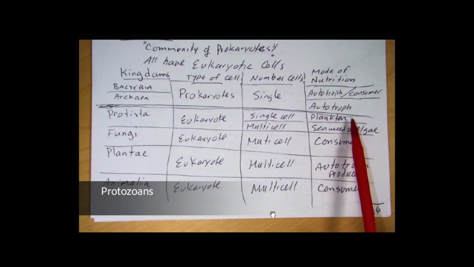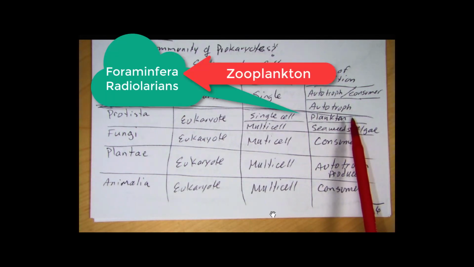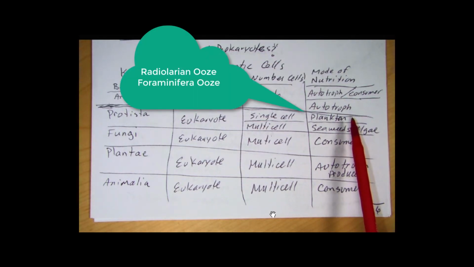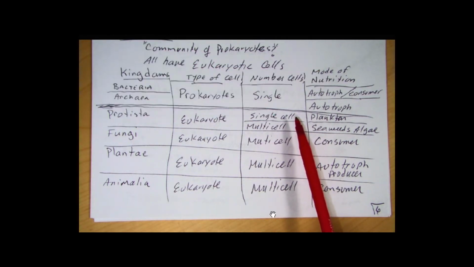Later on, in fact, we did talk about some protozoans. We talked about foraminifera and radiolaria, and those are essentially amoebas with shells. Now, when they die, they sink to the seafloor and leave deposits of radiolarian ooze or foraminifera ooze. Also, other types are diatoms and coccolithophores, and they're also responsible for leaving marine sediment.